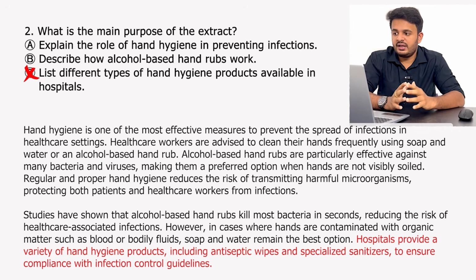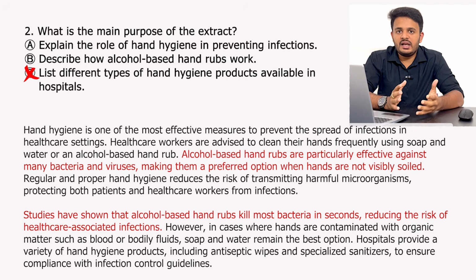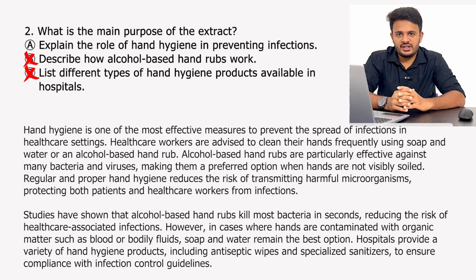So let's eliminate that. Moving to the second one, B. Describe how alcohol-based hand rubs work. Here you can see that many points are told about alcohol-based hand rubs, but it doesn't say how it works. It says that it is best suited when hands are not visibly soiled, or that it can effectively kill bacteria on hand. But it doesn't say how it achieves this. So that is also not our answer. Moving to the first one, explain the role of hand hygiene in preventing infection. Is that our answer?